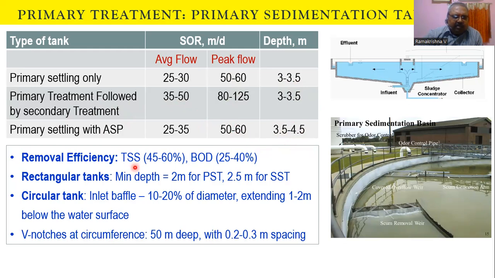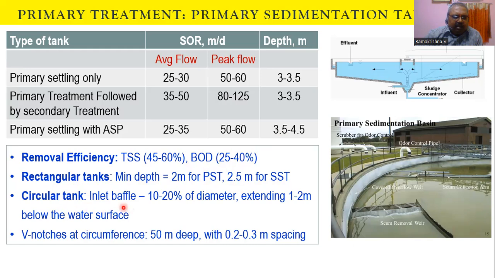The suspended solids removed in the sedimentation tank are around 45 to 60%. Because of the settling, some inorganic solids also will be settling down. Along with that, some BOD is also removed. So 25 to 40% of BOD is removed in the primary sedimentation tank. For rectangular tanks, the minimum depth for a primary sedimentation tank should be around 2 meters, and 2.5 meters for secondary sedimentation tanks.